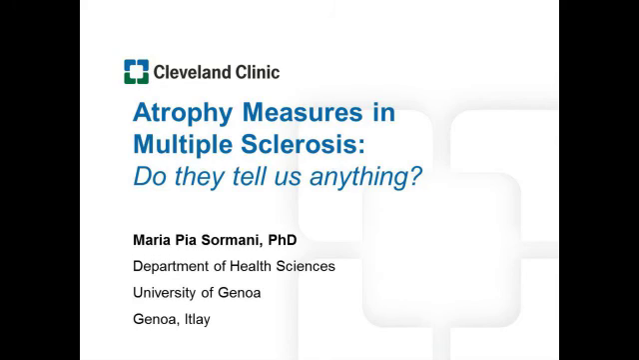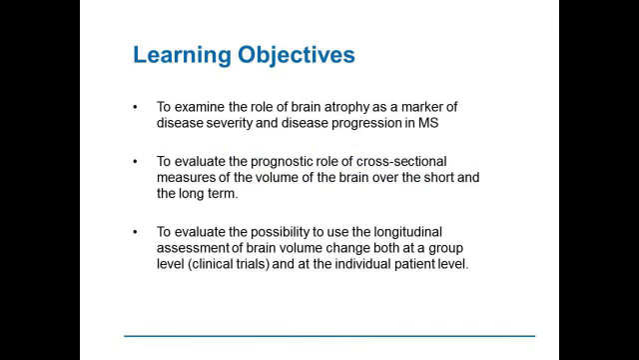Dr. Sormani: Hi. In this presentation, we will discuss brain atrophy measures in multiple sclerosis, and we will try to understand their clinical meaning. I will give you a brief overview of the learning objectives of this presentation. The focus will be on the role of brain atrophy as a marker of disease severity and disease progression in MS. So I will not talk about the technical details of how to measure brain atrophy, but I will be more interested in its clinical meaning.